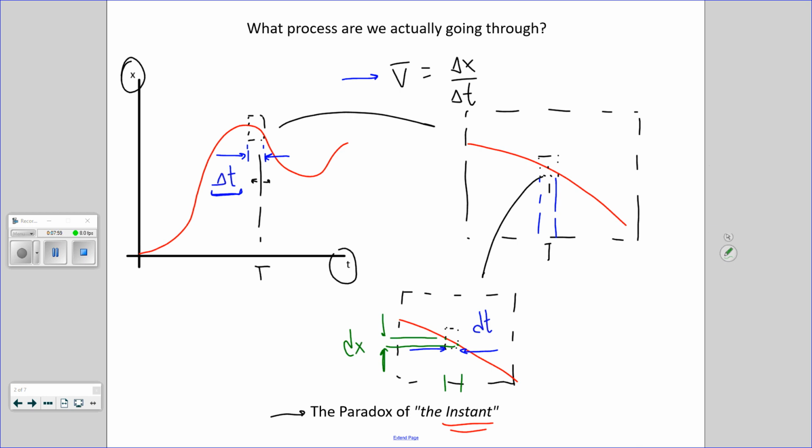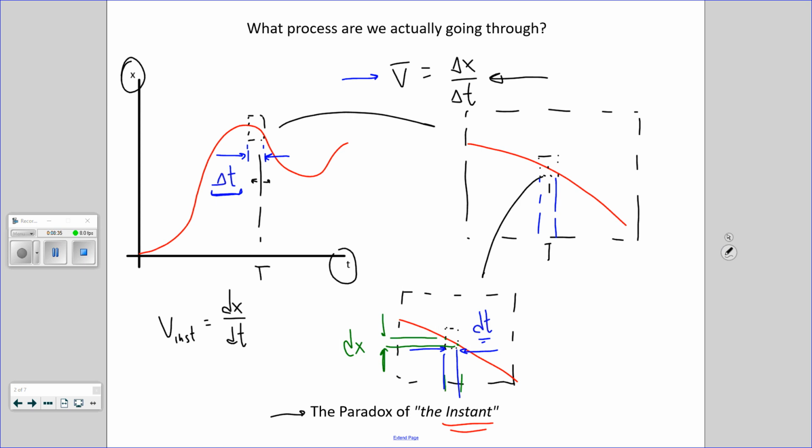And again, we have this little tiny change in time from now to now, and that's our dt. So this instantaneous velocity we refer to as dx dt. It's like this, but with very, very small amounts of time, and therefore very, very small changes in position. Okay, it's not really an instant, but what is an instant, right? So that's that paradox of the instant thing that I refer to.